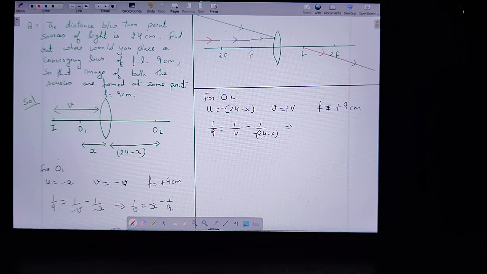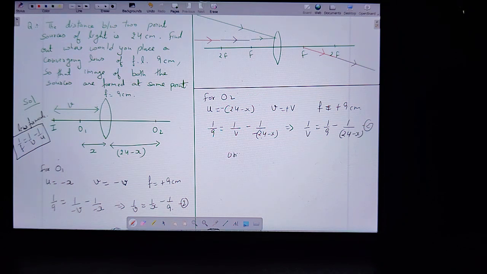Why minus? Isn't it 1 by v plus 1 by u? No, beta, that is for mirror, na? We are using the lens formula here. Lens formula is 1 by f equals 1 by v minus 1 by u. I copied it wrong. So from here we get 1 by v equals 1 by 9 minus 1 upon (24 minus x). Now you can equate these two equations to get your answer.